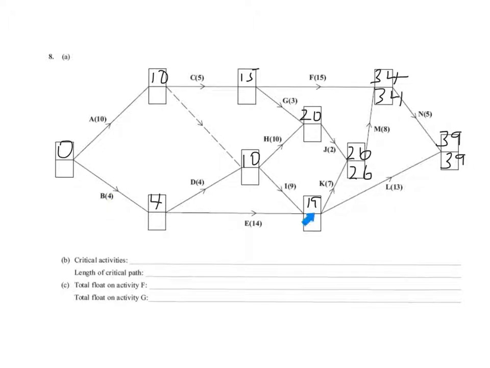What about this point here, the start of activity K and L? What's the latest time we can start that? The latest time we can start that, seeing as this point is 26 days and this takes 7 days, has got to be 19 days. Don't think it's 26. It's not 39 minus 13. The latest time we can start this is after 19 days. If we start activity K after 19 days, it's going to delay things. So the latest start time at this point is 19 days.